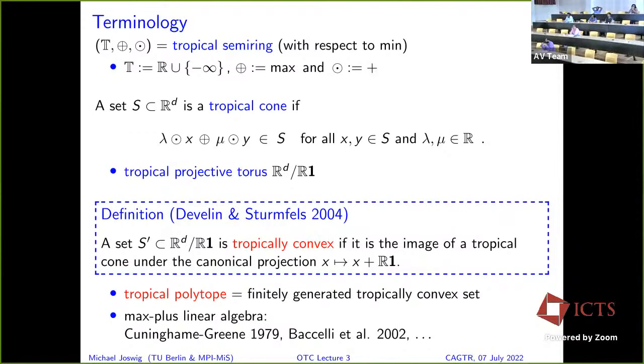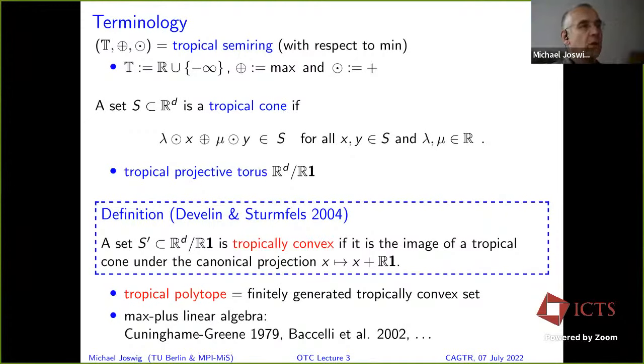Mikhail, don't you need lambda and mu to be in the non-negative reals in the definition of a tropical cone? No, absolutely not. I want to have it exactly like this, because in the tropical sense, all real numbers are non-negative. The zero element is minus infinity, and each real number is strictly larger than minus infinity. And if I take minus infinity as well, then all elements of T are larger or equal to zero, which is minus infinity here. Okay, thank you. So it's really what I mean here: all lambda and mu. Yes, and so then these are the definitions.